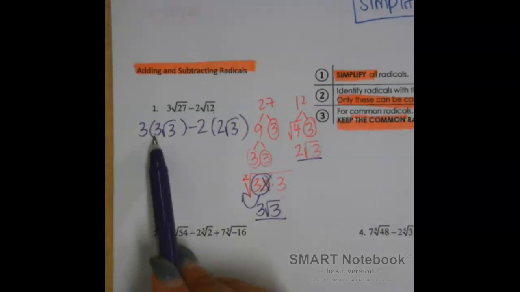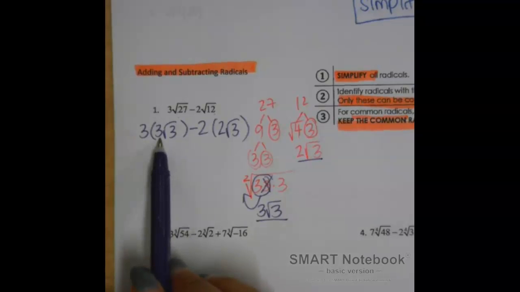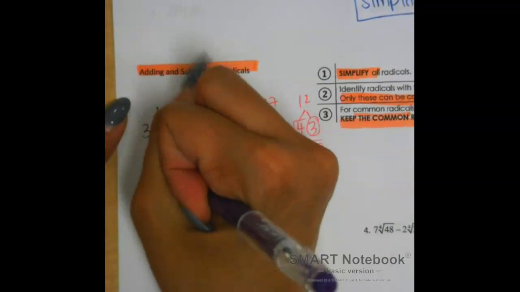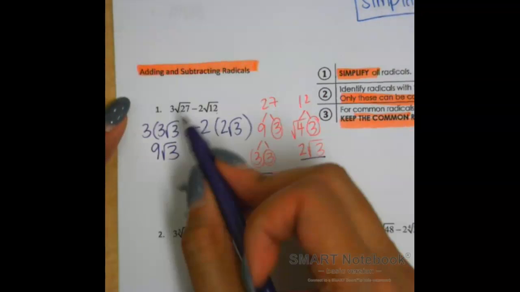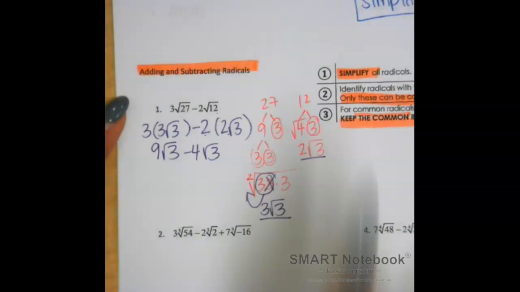Which 3? This 3 or this 3? First or second? First one, yes, it's exactly what you were supposed to do. Good job. We're going to multiply the first 3 and the first 3 here. So these 2 are going to become 9 square root 3. And then you're also going to multiply 2 times 2. So minus 4 square root 3. Good job.